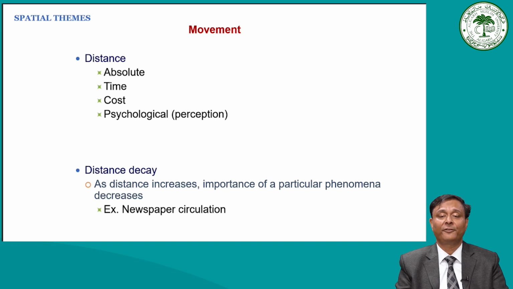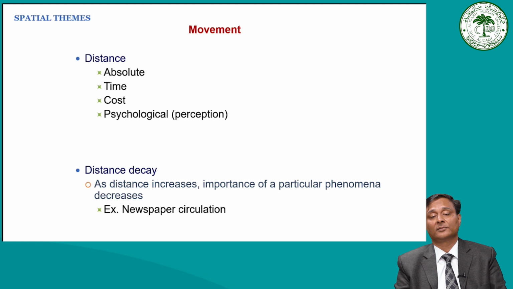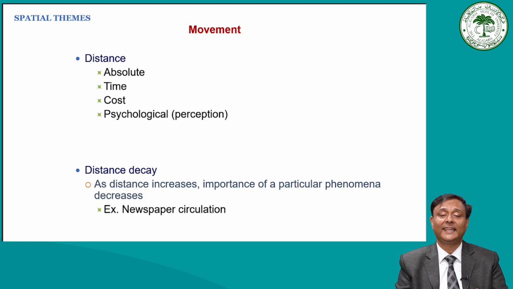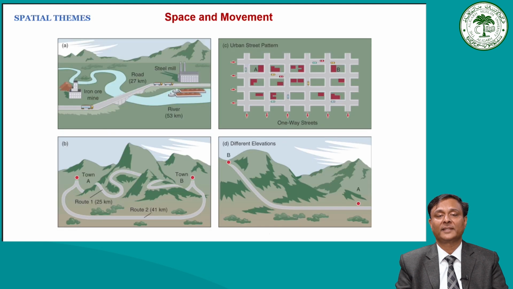But in terms of space, different situations may exist. Distance is an obvious measurement for movement, but there can be many distinctions, like absolute distance, or distance measured in terms of time or cost or even perception, which we have discussed earlier. Moreover, the friction of distance results in distance decay also. So the same kind of phenomena with relation to distance would behave differently. That's another important theme, and I'll try to show you some examples of spatial movement and distinctions with space interactions.